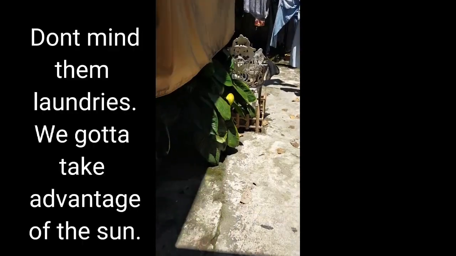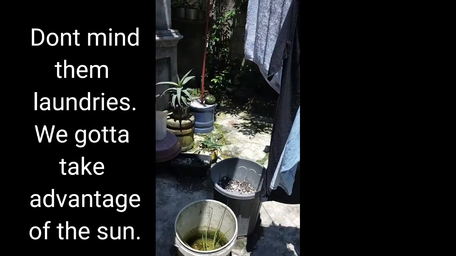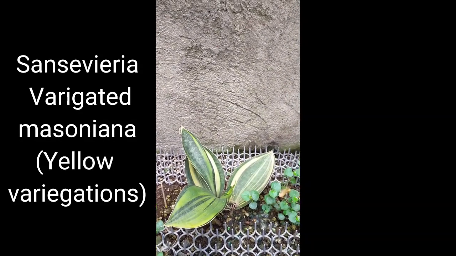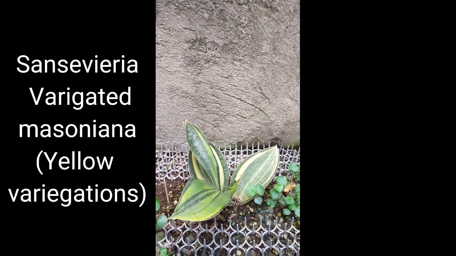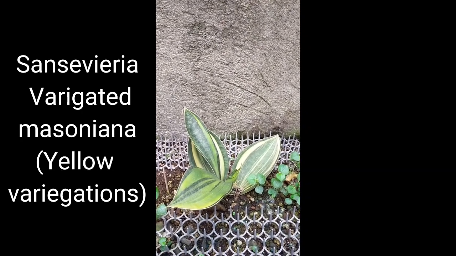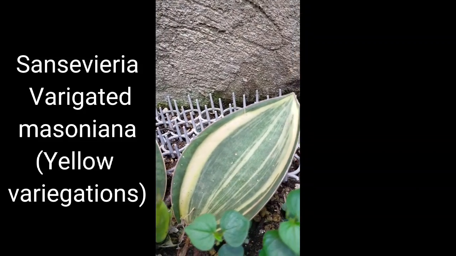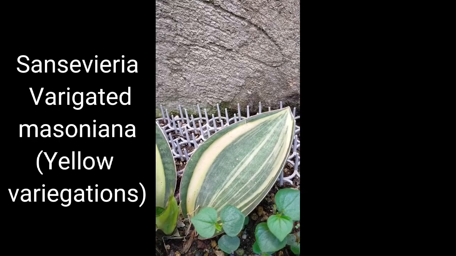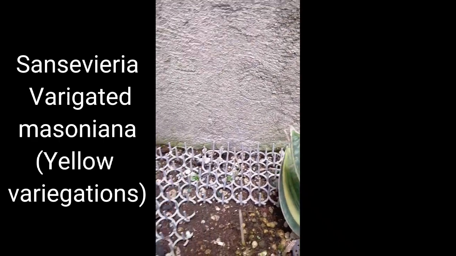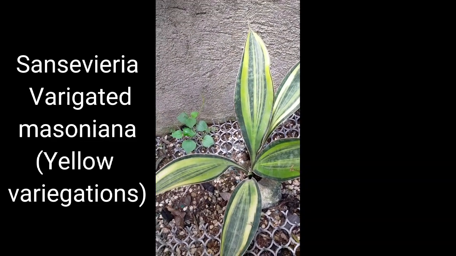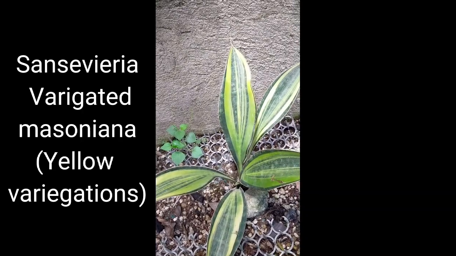Okay, some laundries. Okay, these are also variegated masonianas. The variegation on it is yellow. The other leaf on there looks like white, but when I move closer, it's yellow, or well, it's borderline going white. Alright, here's another one. Still variegated masoniana with yellow variegation.